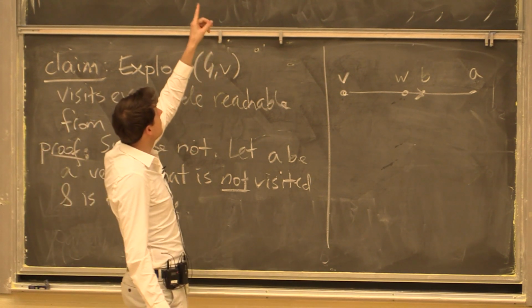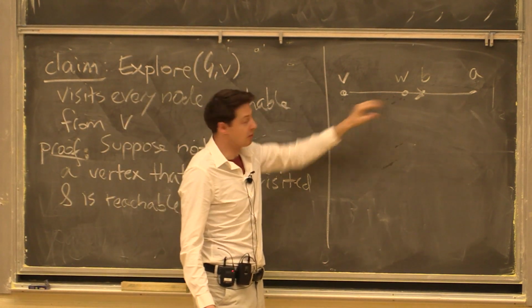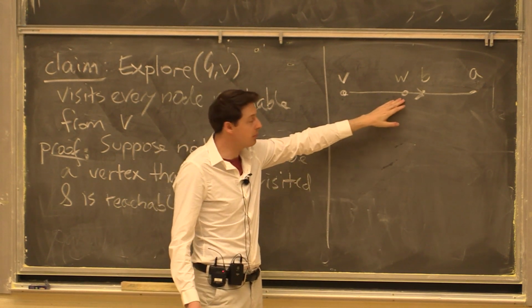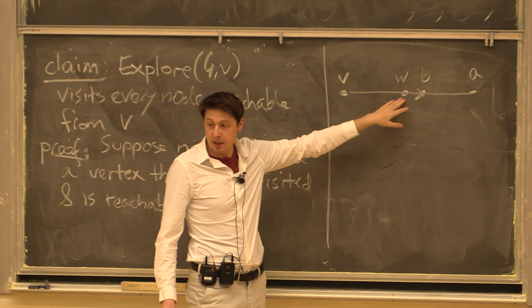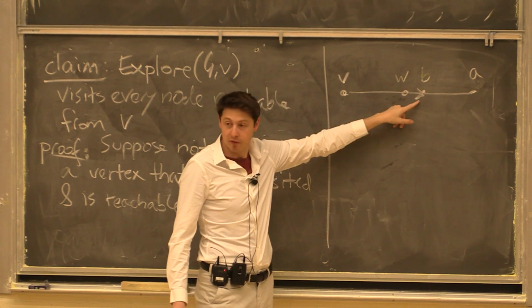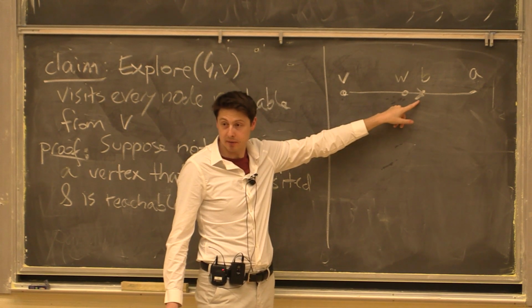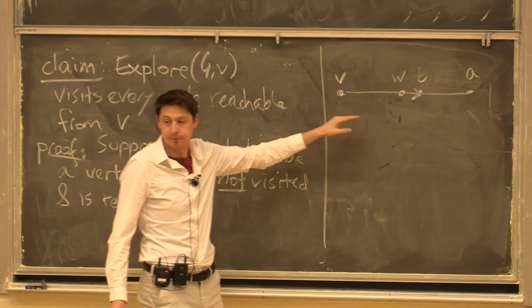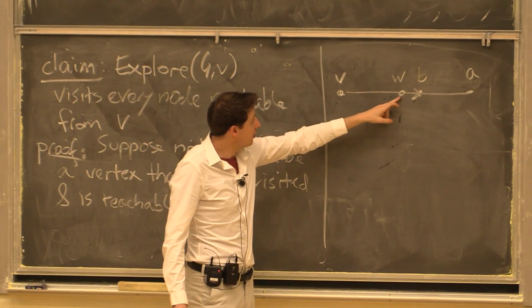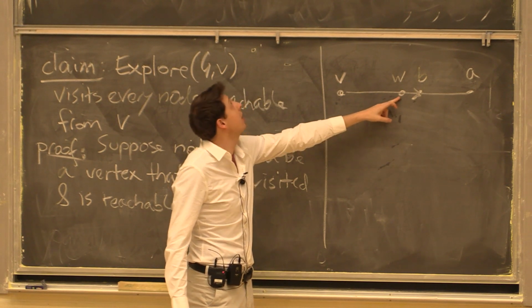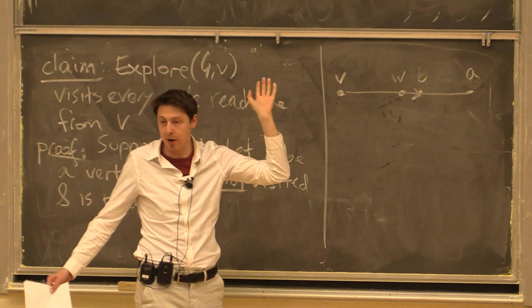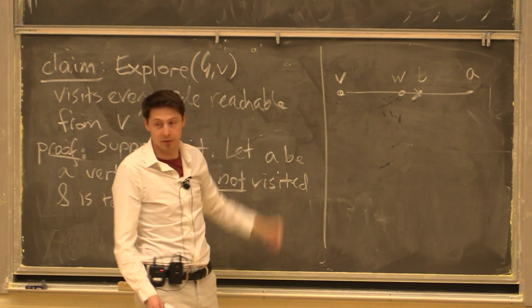The question is, why did we run explore on W? Because W is visited, since B was the first unvisited vertex. W must exist, because in particular it could have been V. So the only way that W could have been visited is because explore G, W was run at some point. I don't care when. And then we get a contradiction.